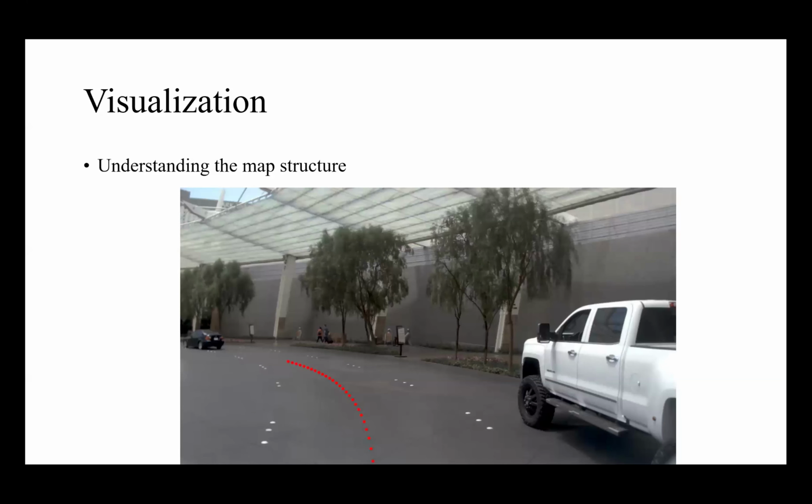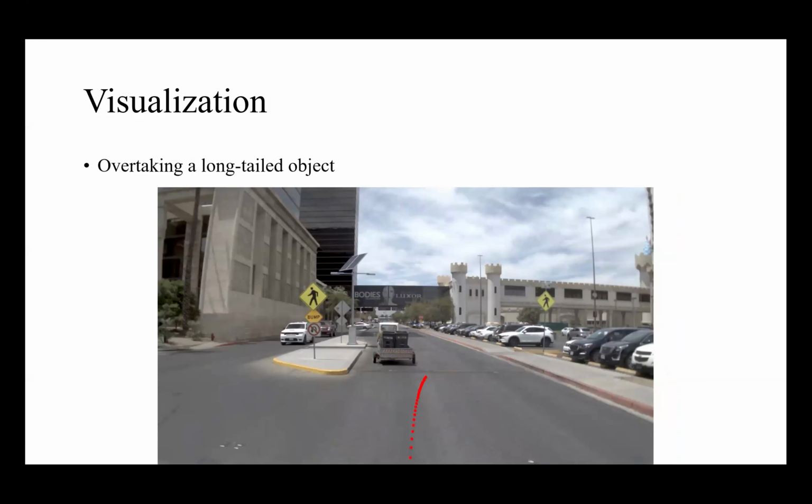And here are some visualizations. For this one, we can see that the lanes here are very different. There are these small metal humps. However, our model can understand the map structure and stick to the lane it is driving on. And the second thing is our model here is trying to overtake a long-tailed object, which is a utility car that is probably traveling very slowly. And we can see our model here is trying to move to the right lane to surpass this object.